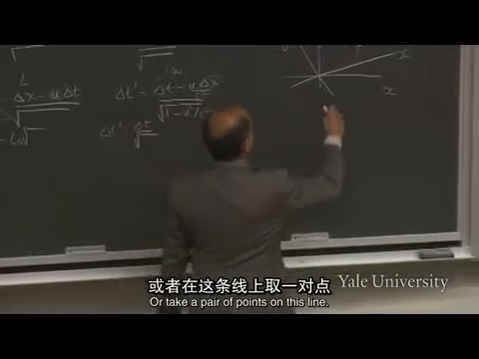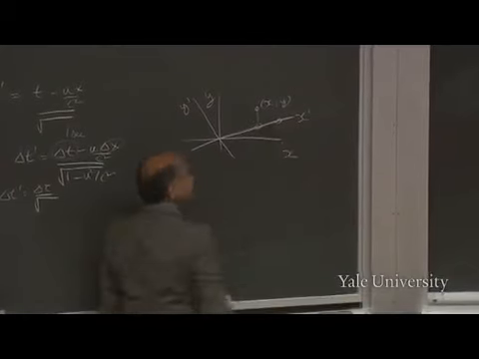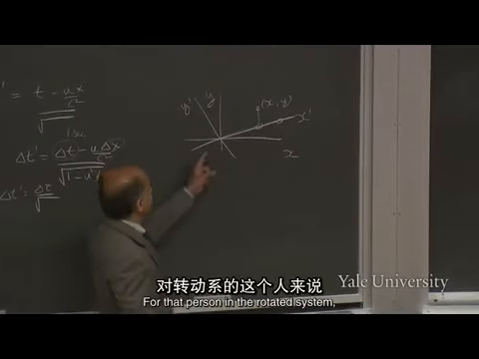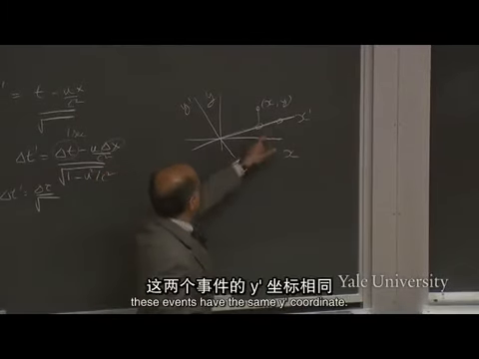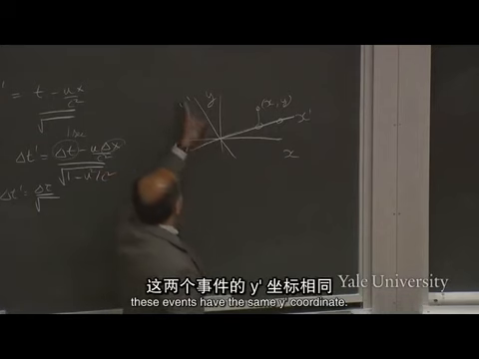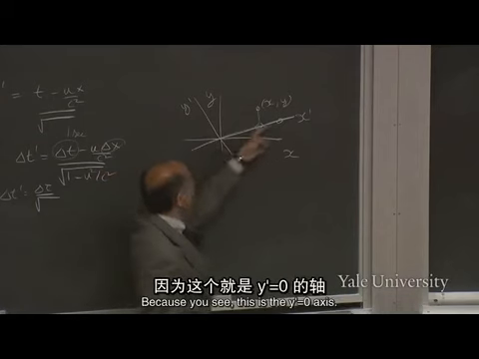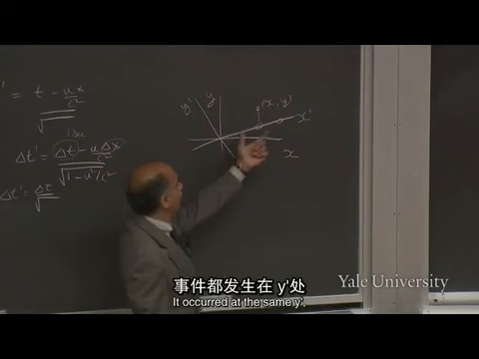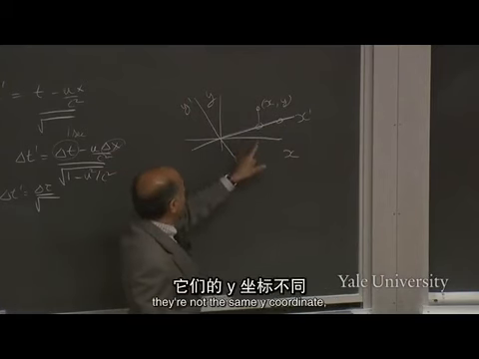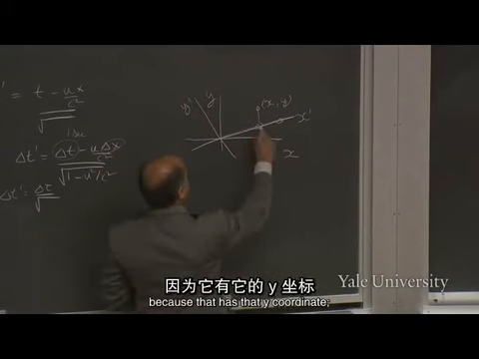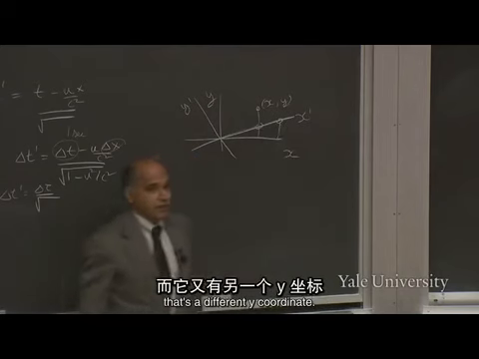Or take a pair of points on this line. To that person in the rotated system, these events have the same y prime coordinate, because you see this is the y prime equal to 0 axis. They occur at the same y prime, but for me, they're not the same y coordinate, because that has that y coordinate, that is a different y coordinate.